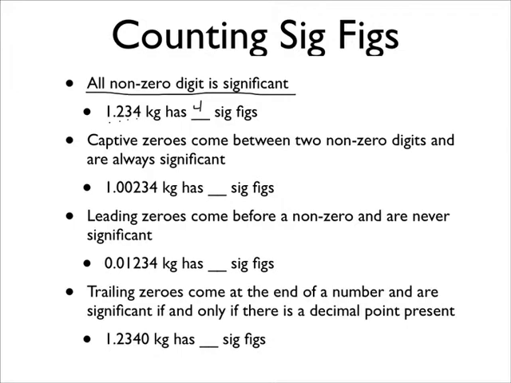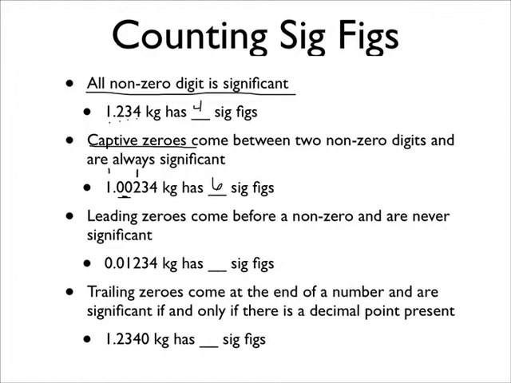Now, zeros are the only thing that's left over. We've talked about anything that's not a zero, so now we have to talk about zeros. Zeros come in 3 flavors. They come with captive zeros. Captive zeros are those zeros that fall between 2 non-zero digits, and these are always significant. So these zeros here fall between 2 non-zero digits. Therefore, those zeros are significant. So the 1, the 2, the 3, and the 4, the non-zero digits are significant. So there's 4 non-zeros, and those 2 zeros that are captive are significant for a total of 6 sig figs.